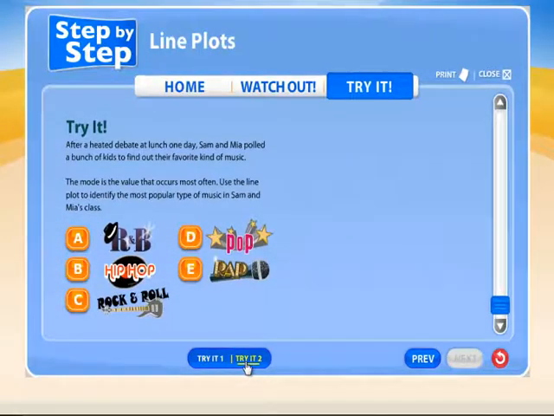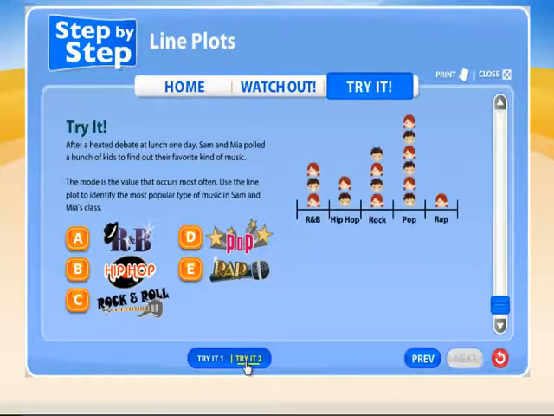After a heated debate at lunch one day, Sam and Mia polled a bunch of kids to find out their favorite kind of music. Can you use the line plot to identify the most popular kind of music? In other words, what's the mode of this data?